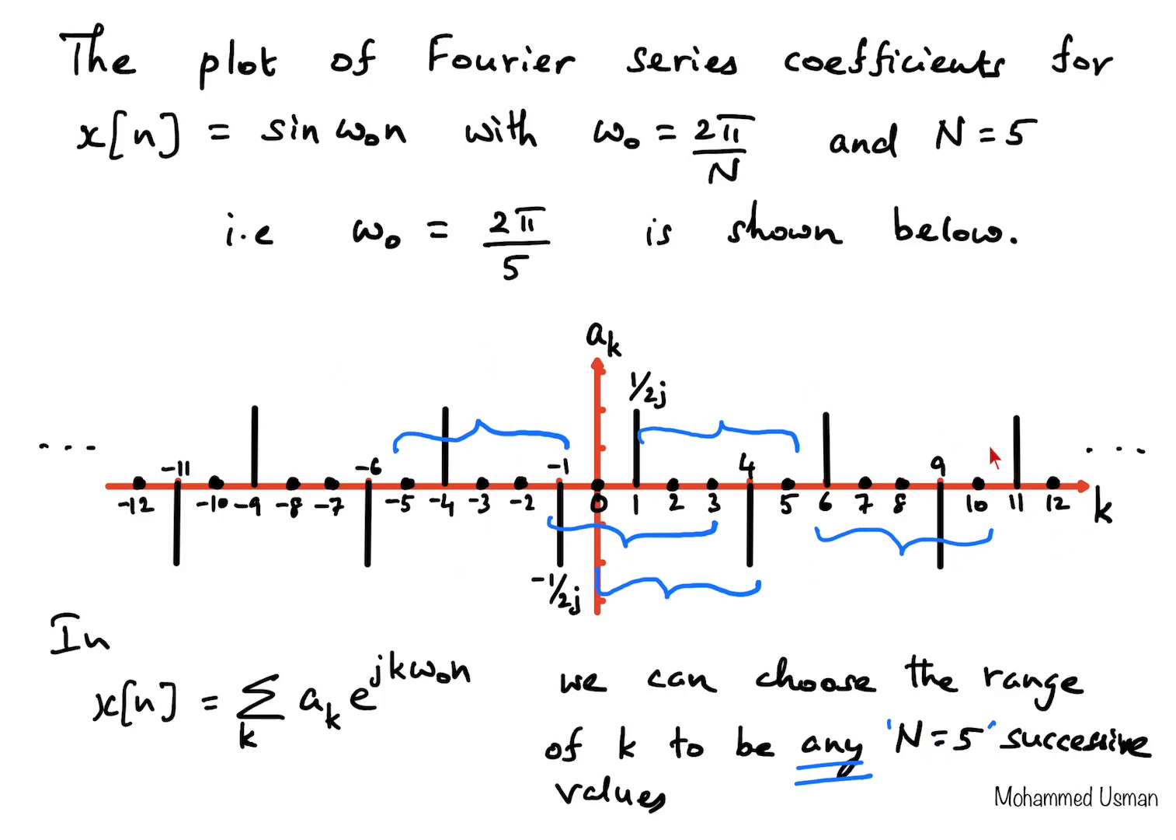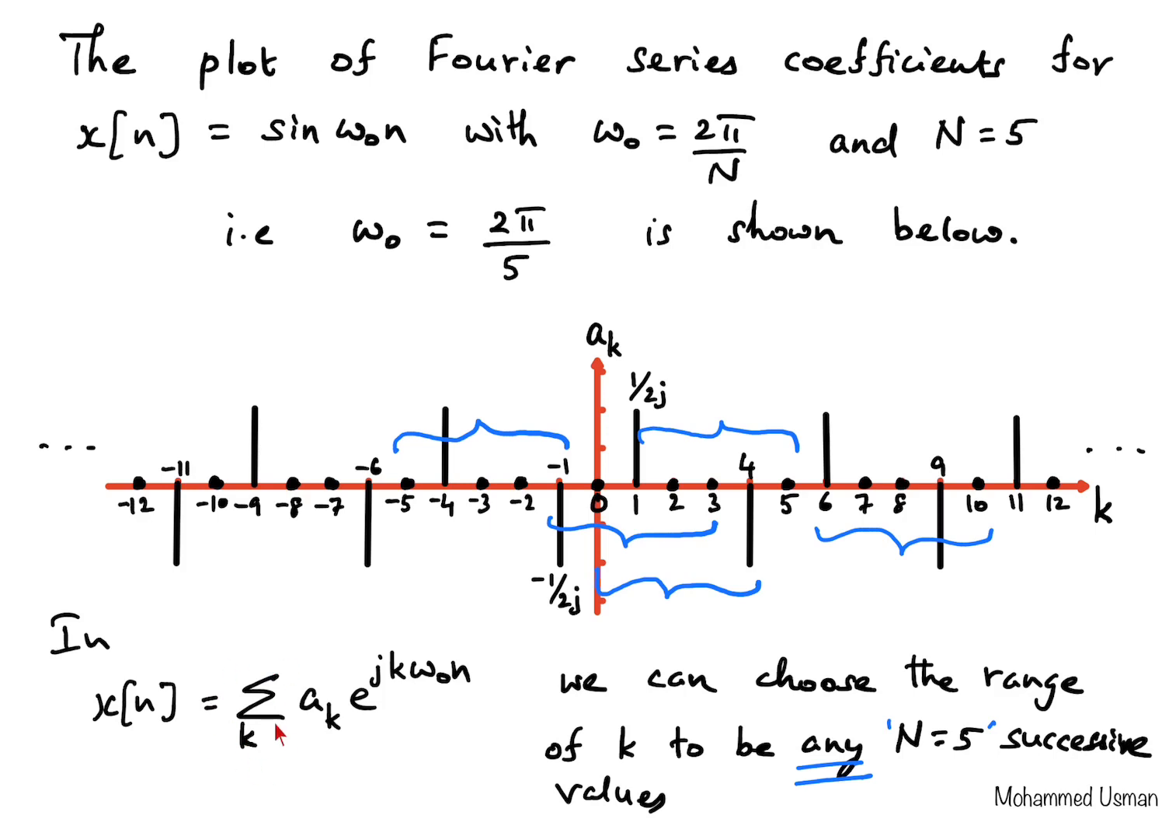So from this plot, we can choose any 5 index values of k and add them to get our original signal sine omega naught n. So we can go from 0 to n minus 1, which, n being 5, is 0 to 4. So we can add these 5 terms from 0 to 4. Or we can go from 1 to 5. Or we can go from minus 1 to 3. Or we can go from minus 5 to minus 1. All of them would give us the same result.